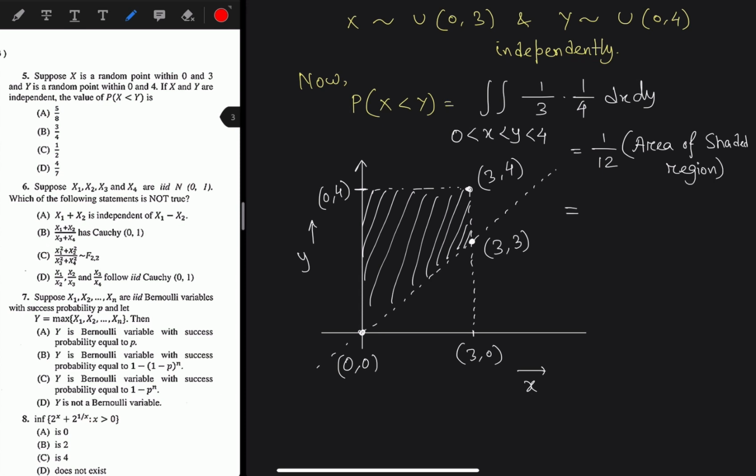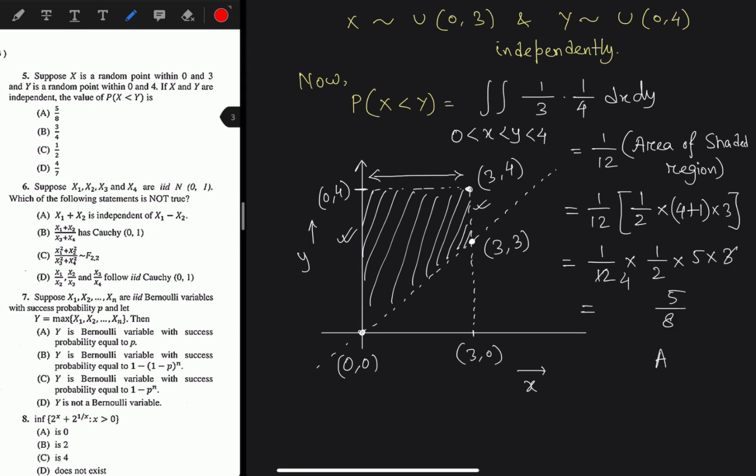Okay, now the shaded region, we can see that the shaded region is obviously a trapezium. So the area of the trapezium is half into the sum of the parallel sides. The parallel sides are this side and this side, so half into the sum of the parallel sides, that is 4 plus 1, into the height. So this is the height, the distance between the two parallel sides, which is 3. So into 3, and which is option A.